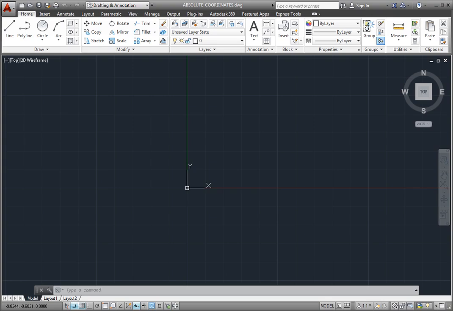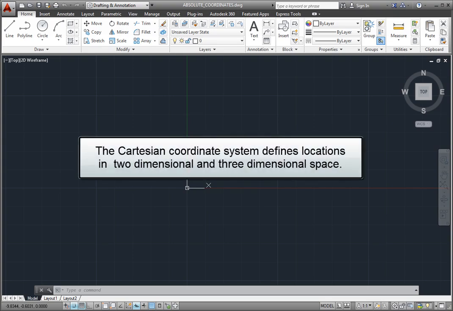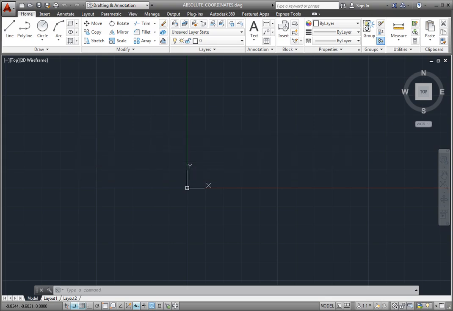Like most CAD programs, AutoCAD uses a Cartesian coordinate system to identify the location of points in 2- and 3-dimensional space. And in order to draw accurately, you need to understand how to work within this coordinate system. Let's take a few minutes to describe AutoCAD's coordinate system.